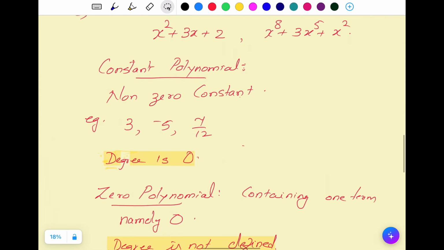Now, a constant polynomial is any constant except 0. So, 3, minus 5, 7 by 12 are all constants, and this is called a constant polynomial, and its degree is 0. Why is it 0? 3 can be written as 3 into x to the power of 0, because any number to the power of 0 is 1. So, it is 3 into 1, that is why the degree of a constant polynomial is 0, and this question comes very often in your MCQs.